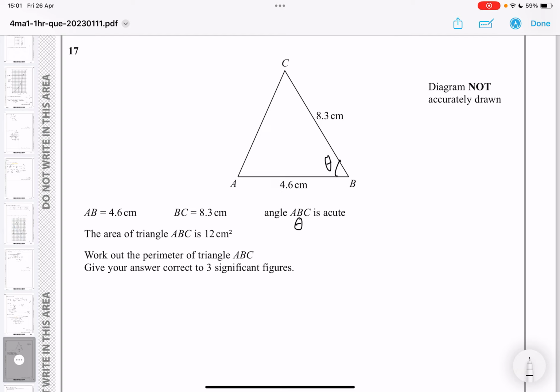Side AC, okay? But we need to work out angle ABC first. We need to work out this angle here first, because once we've worked that out, we can use the cosine rule to work out side AC. So let's work out this angle first. How can we do that?